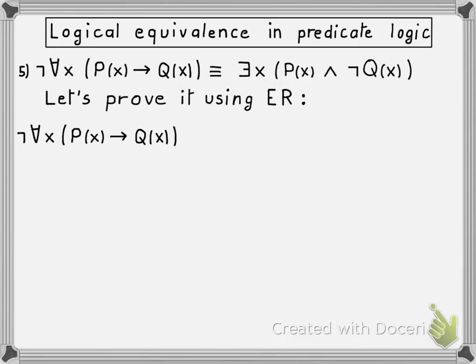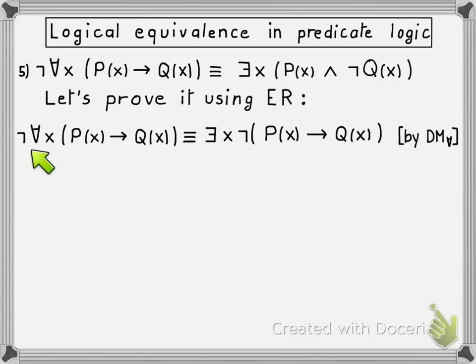in our equivalence. So starting from the first one, what can we do? Well, we have the negation of a universally quantified proposition, so we can use the De Morgan's law for the universal quantifier as we just explained it. And here is what we get. Notice how the for all quantifier switched to a there exists, and the negation now appears after the quantifier.